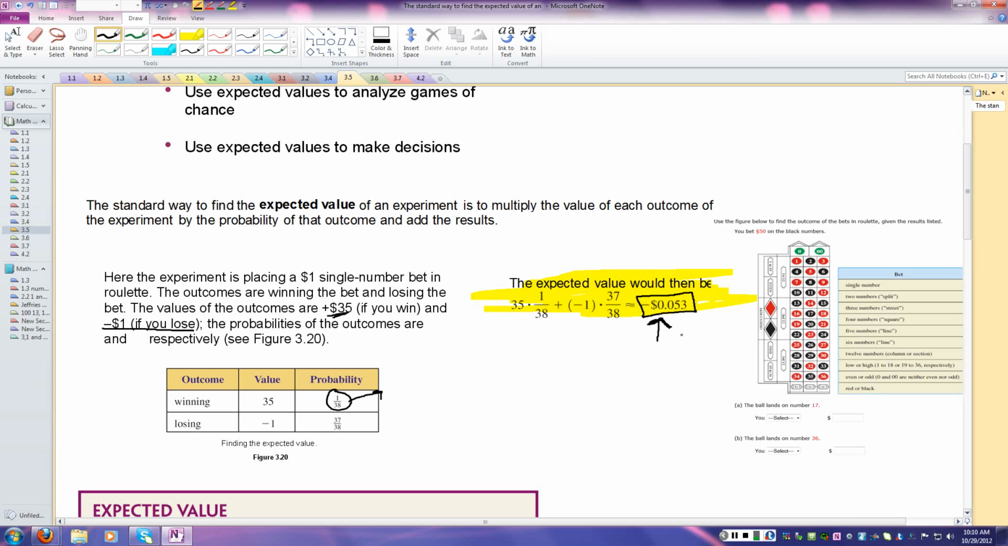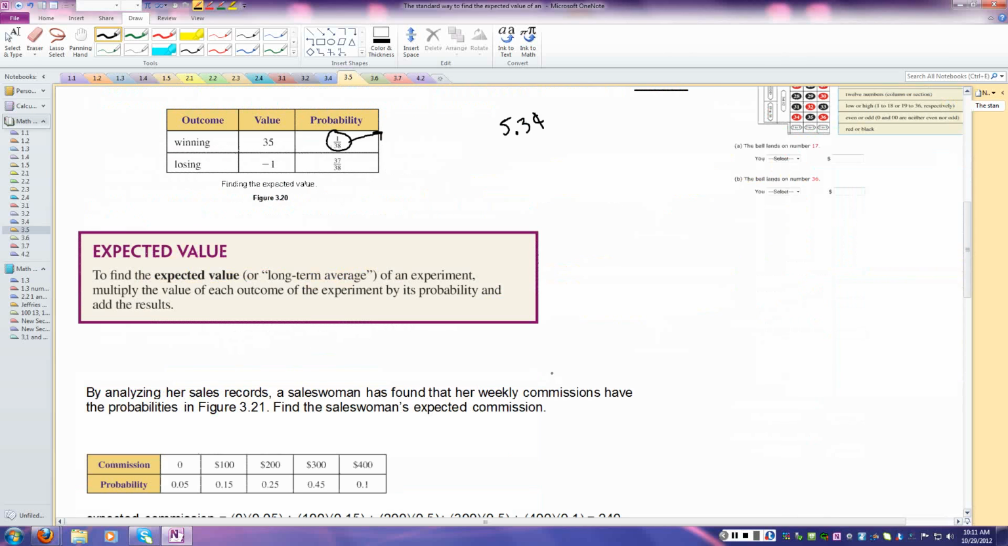Now, there are chances where you can get ahead, and we'll talk a little bit about that. The PowerPoint does a good job of talking about theories in gambling and stuff, but we're going to just focus on computation. So you're going to expect to lose 5.3 cents for every dollar you play. So every time you play, you're going to expect to lose 5.3 cents. The expected value is the long-term average of an experiment: multiply the value of each outcome by its probability, and add the results.